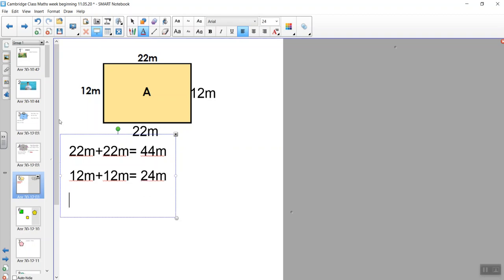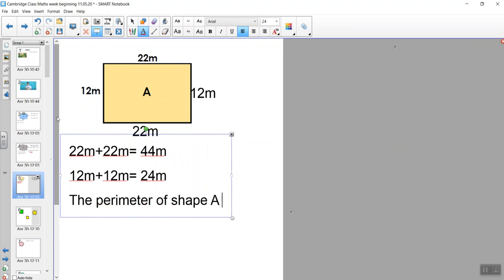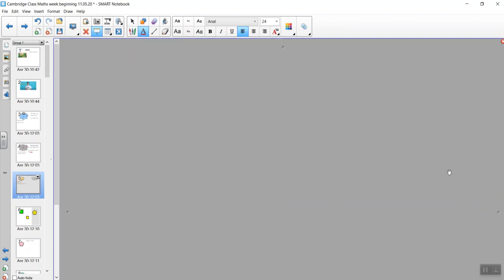And so the perimeter of shape A equals 68 metres. I've added together the 44 and the 24, 68 metres. Okay, let's have a look at this side.